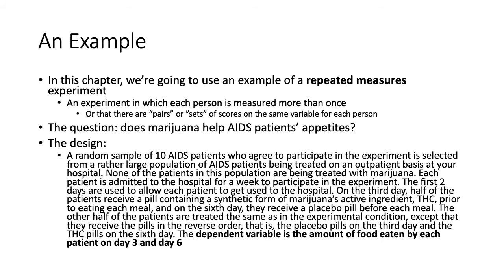I'm not going to read the whole thing, but the gist of it is that we randomly sample 10 AIDS patients from a hospital, and this hospital has a very large population of AIDS patients being treated on an outpatient basis. None of the patients have taken marijuana before, and so that's important. We'll discuss why that's important.